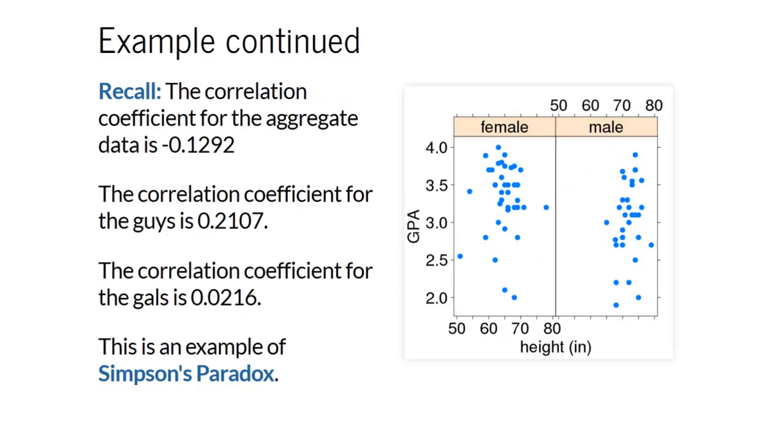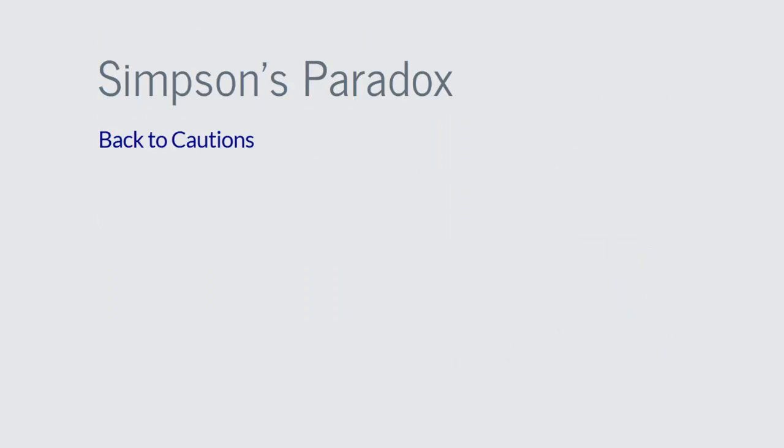This can be seen even further by comparing the correlation coefficient of the aggregate data to the correlation coefficients for the subgroups, guys and girls. Overall, we saw that the correlation coefficient was negative for the aggregate data. However, the correlation coefficient for just the guys is positive, and the correlation coefficient for just the girls is also positive. This is actually an example of Simpson's paradox, which is our last topic of discussion in this chapter.